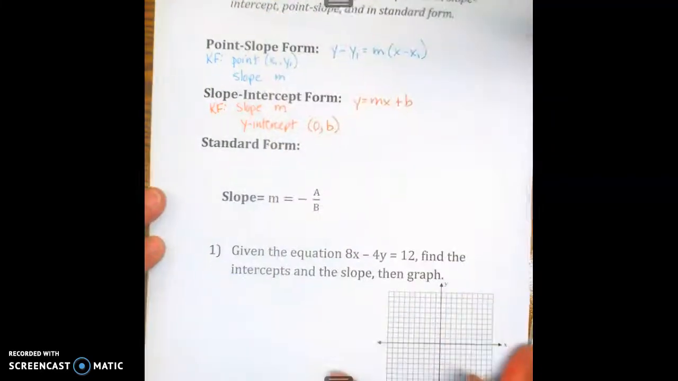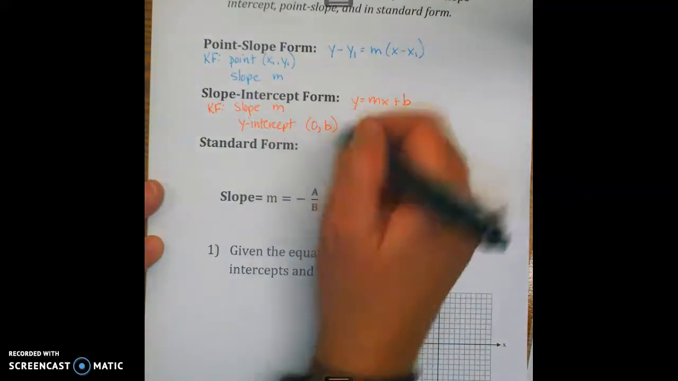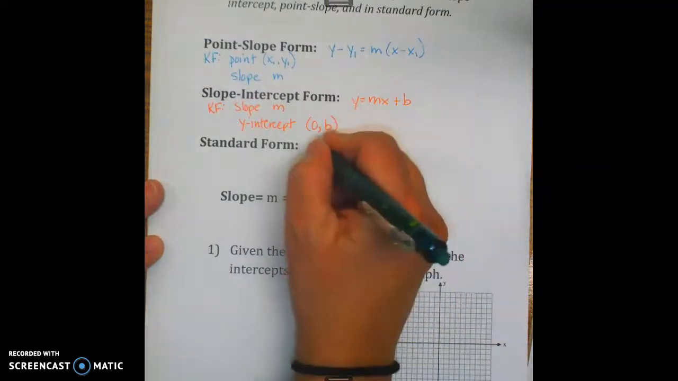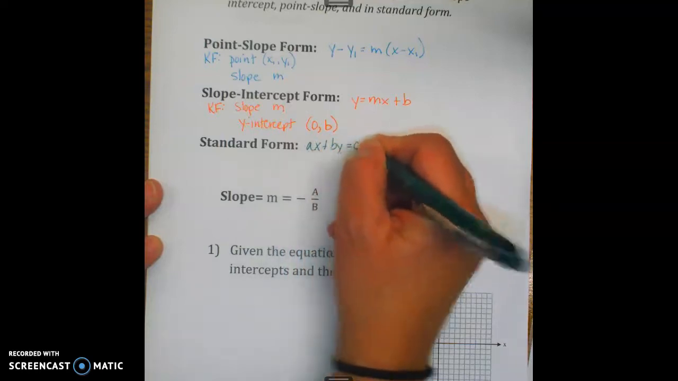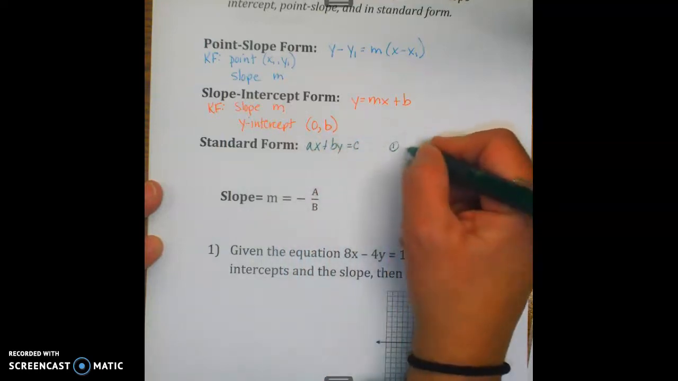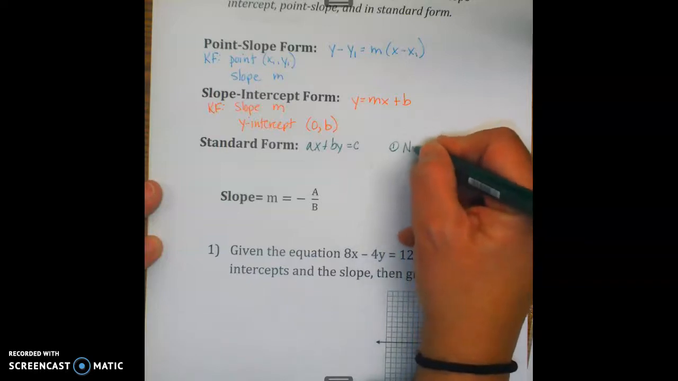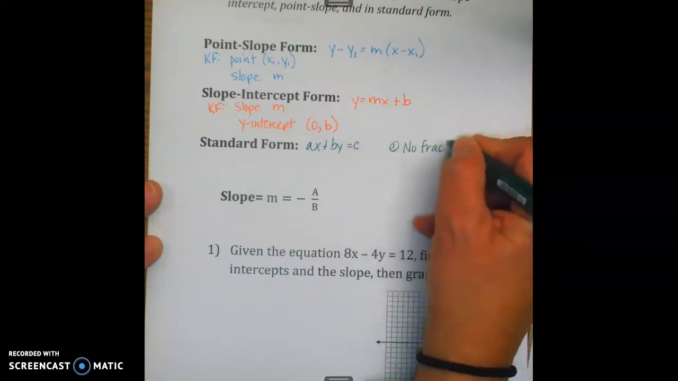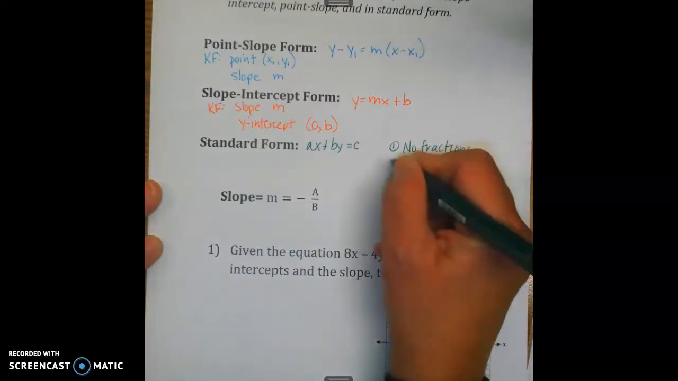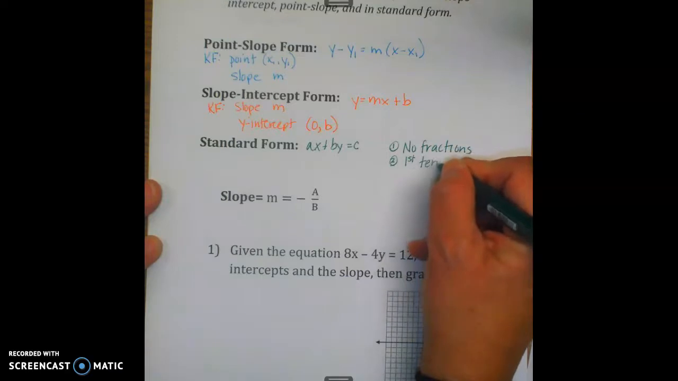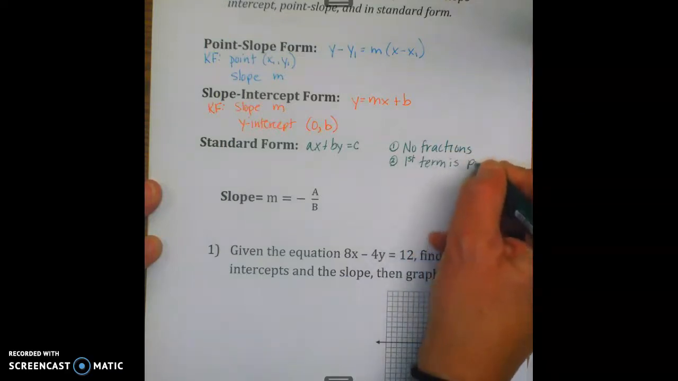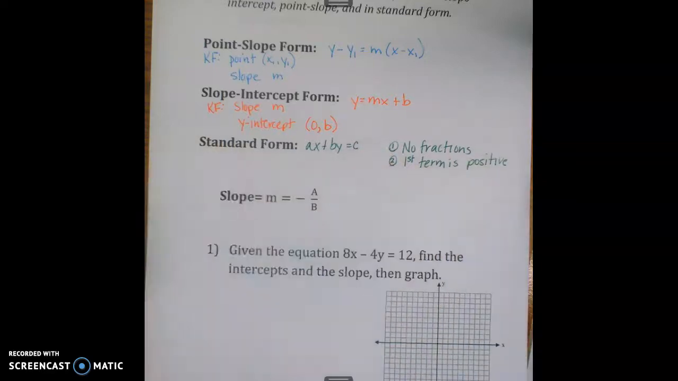And the third is standard form. And standard form is ax plus by equals c. And key things to remember about it is that there's no fractions in standard form. And your first term is positive. And as I said in the earlier section, remember that it's all your x's and y's on one side and your constants on the other.